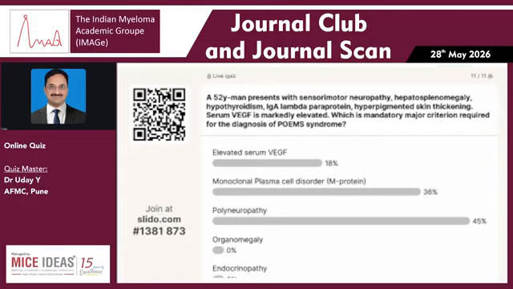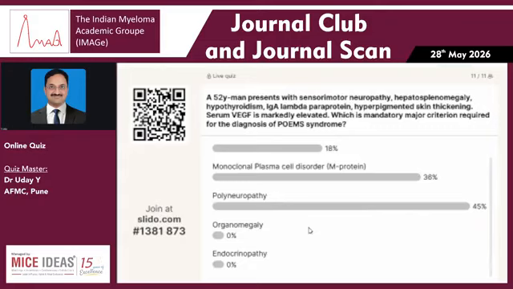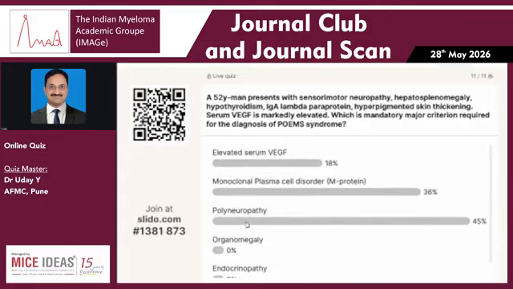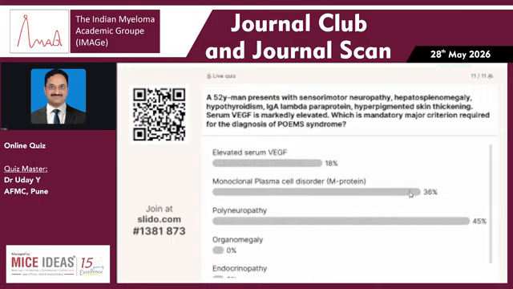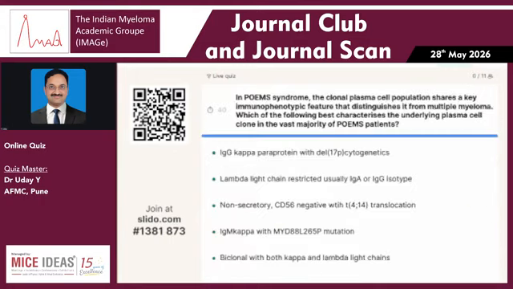The diagnosis generally requires both mandatory major criteria, which happens to be polyneuropathy, and the second thing is clonal plasma cell disorder. I've not given a clonal plasma cell disorder here. So polyneuropathy is given here. So 45% I've got you right. Plus any one of the other major criteria, which could be Castleman, sclerotic bone lesion, or elevated VEGF, and one minor criteria. So in this particular situation, polyneuropathy happens to be the correct answer.